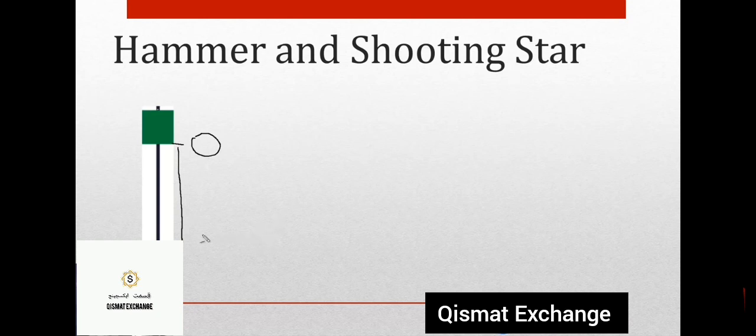And then the buyers came in, took charge. Hey, this is enough, man. I'm coming in. They pushed price all the way up higher and finally closing near the highs. So this is a sign of strength, rejection of lower prices. So this is what a hammer means.